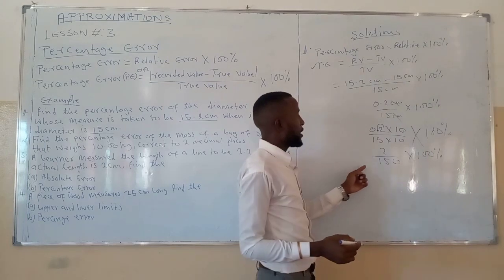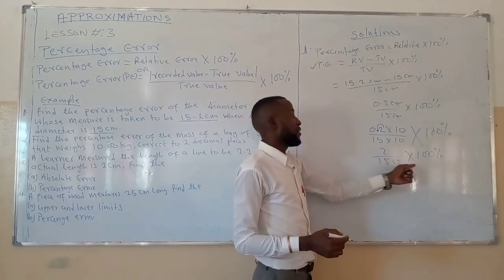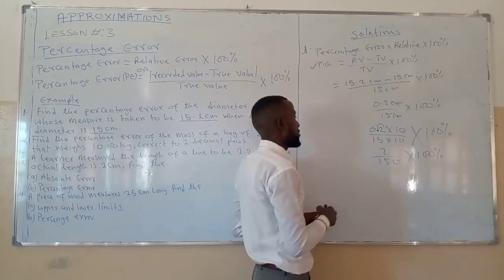Okay, so now what we need to do is divide 2 into 150 and see how many times it can go. Then we multiply with 100, and that will be our final answer.